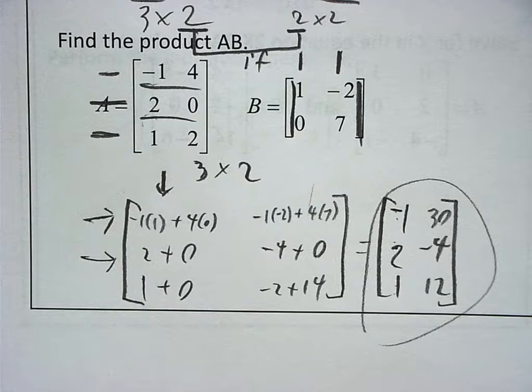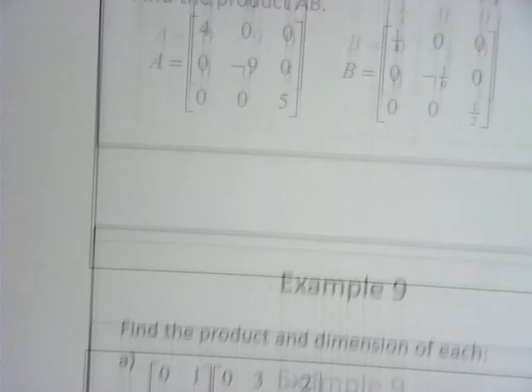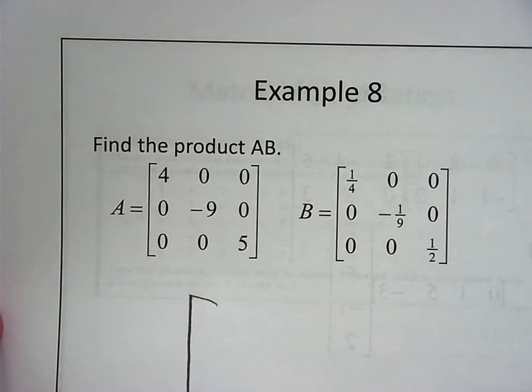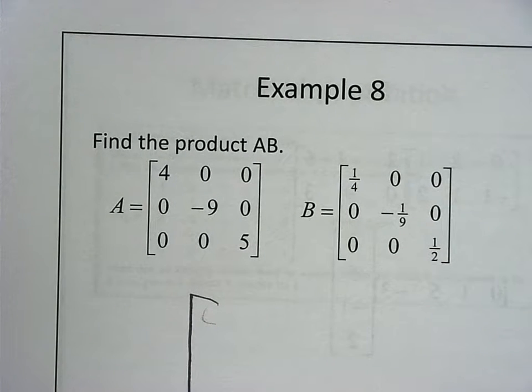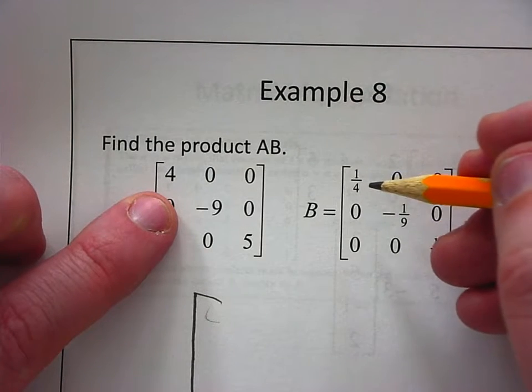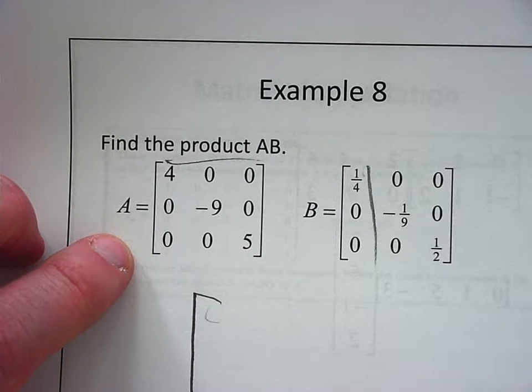Okay. And honestly, that's the basic process for matrix multiplication, even when you have bigger matrices like this one. How big is the resulting matrix going to be? 3 by 3. So when I do this, what am I going to multiply to get this first upper left position? 4 times 1/4 plus 0 times 0. So together I just get what? 1.